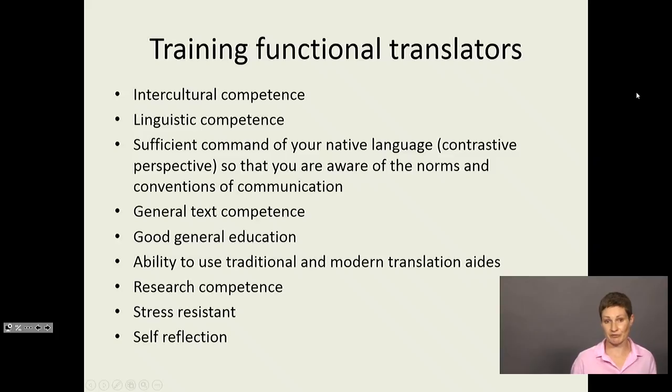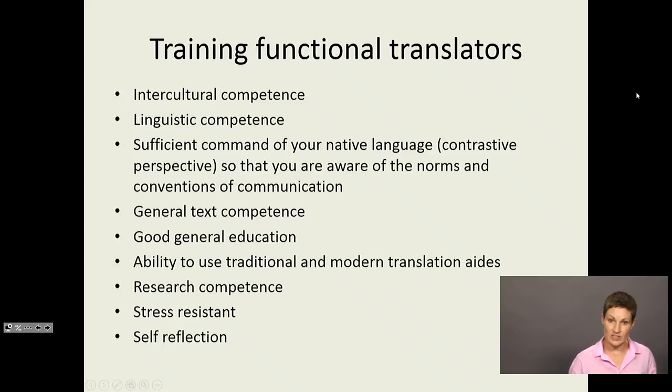Interestingly, you need to have a very good command of your native language. So most trainee translators think, oh, my B language isn't good enough. I need to really work on my B language. But think about the fact that you're translating into your A language. So you're actually constructing texts. So in my case, my A language is English. So I move into English when I'm translating. So I need to know exactly what the norms and conventions of communication in English are.